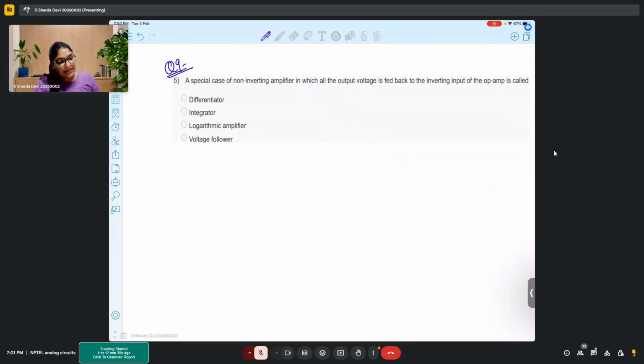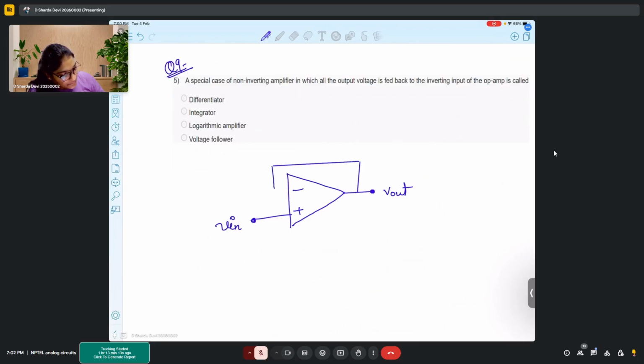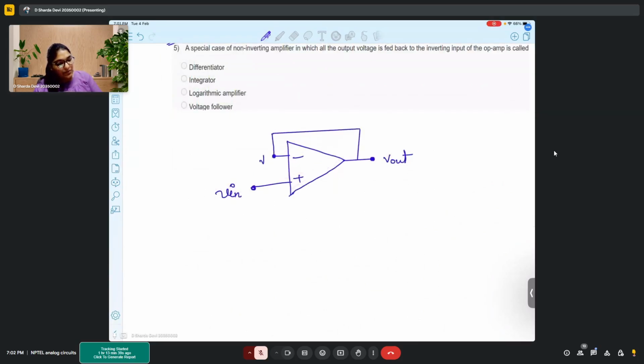In this problem, a special case of non-inverting amplifier in which all the output voltage is fed back to the inverting input of the op-amp. What is it called? So there is this amplifier where it is a non-inverting amplifier. You are giving input to the non-inverting terminal, and you have your output. Now they say you feed your output voltage completely to the inverting terminal of your input. When we say a complete feedback, it means there is no resistive path. It is like a short circuit. So you are connecting your output directly to the input. This is the full feedback situation. So in this situation, if this is the circuit that you have, what is the potential at the negative terminal over here? What will be the V?